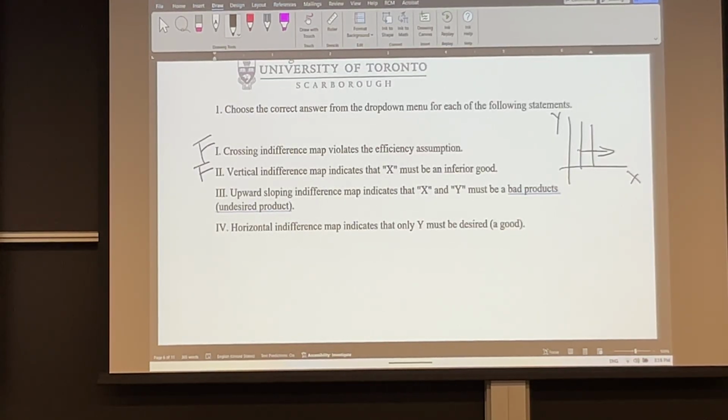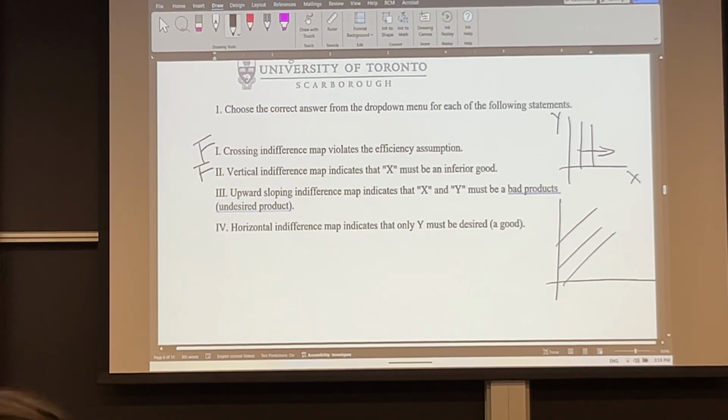Upward sloping indifference map means X and Y must be bad. True or false? What does this indifference map mean? If someone shows you that indifference map, this question says it means both are bad products. You don't like them. True or false? The answer is one is bad, not both. One, not both. Which one is the bad one then?